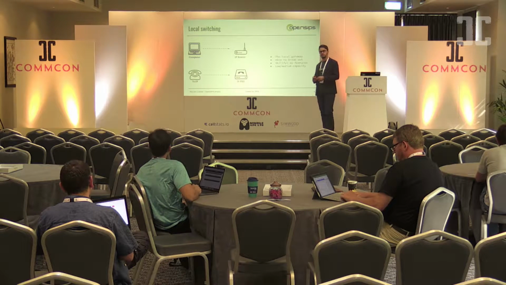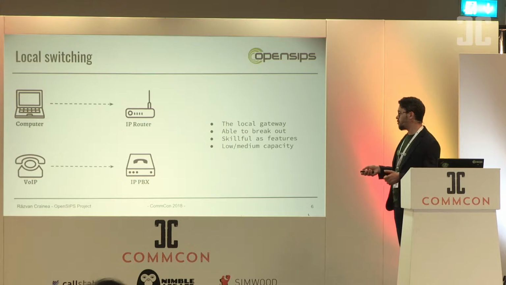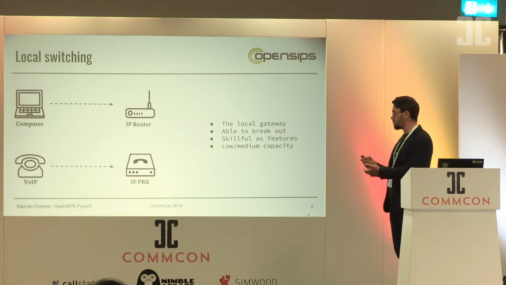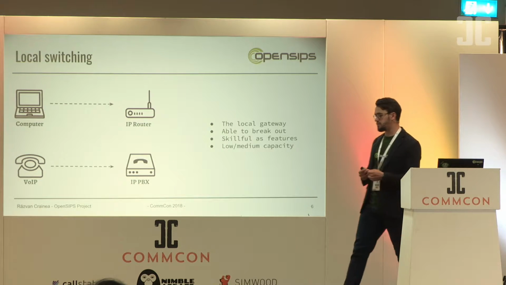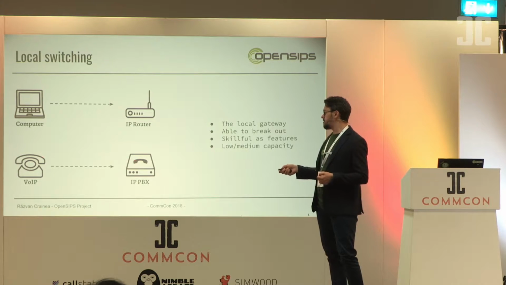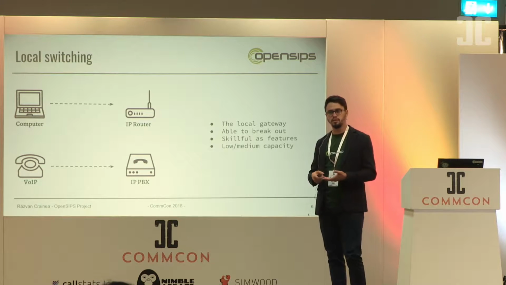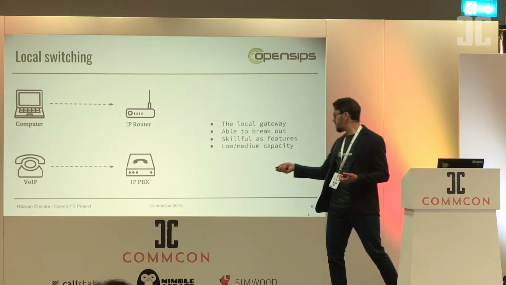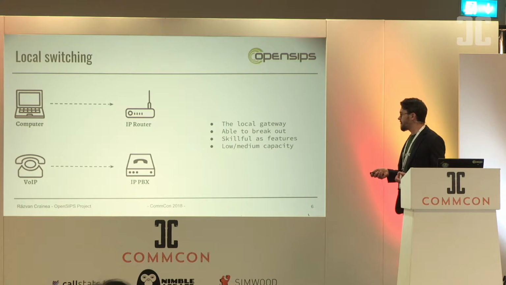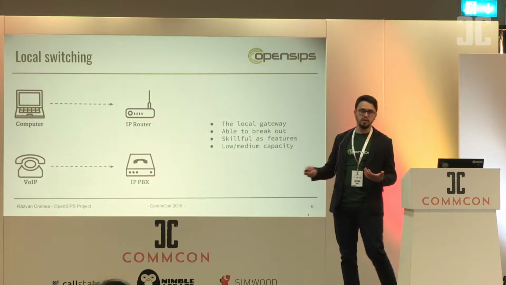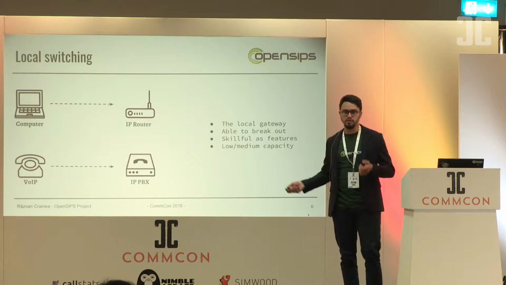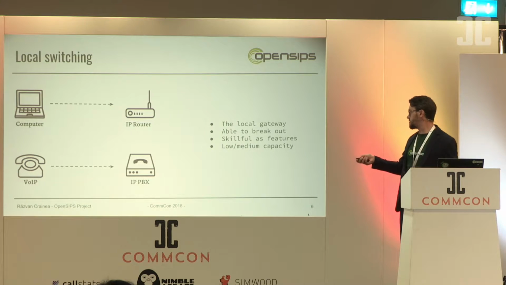In the VoIP world, its equivalent is an IP PBX. So what does an IP PBX do? It basically routes local calls inside the house. It helps you transfer a couple of calls, but it's not high capacity. You can't throw thousands or millions of calls at this instance.